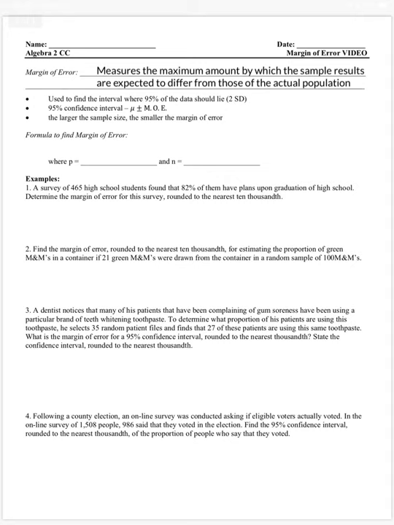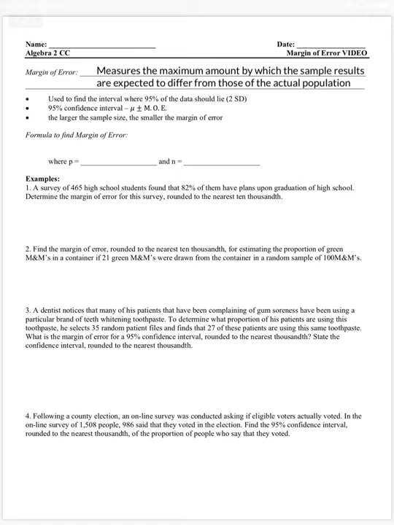the actual population, meaning you have what actually happened, or you have an average of something, and then the margin of error tells you how much the results of a different study can differ from that other study, from the average. Okay, so it's used to find the interval where 95% of the data should lie. So 95% of the data is 2 standard deviations.